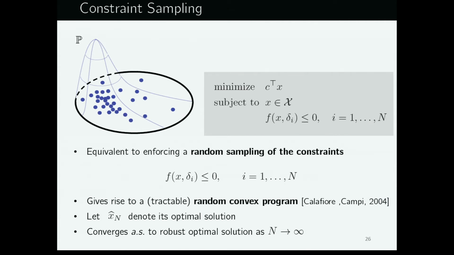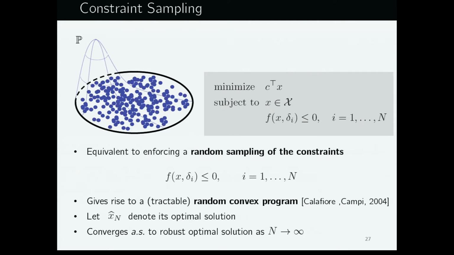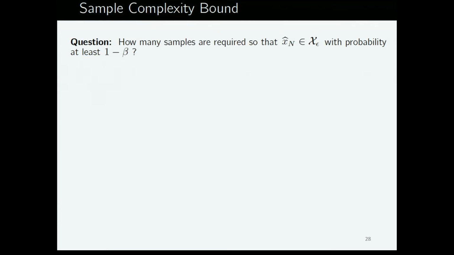And as the number of samples gets very large, it's, I think, straightforward to see that the solution you calculate will converge to the robust optimal solution, not the chance-constrained optimal solution. So it will be overly conservative if the number of samples is quite large. So it's a very natural sample complexity question. How many samples do I need in order to ensure that the solution I calculate is feasible with respect to my original chance-constrained feasible set with high probability? Here, x_n hat will denote its optimal solution.